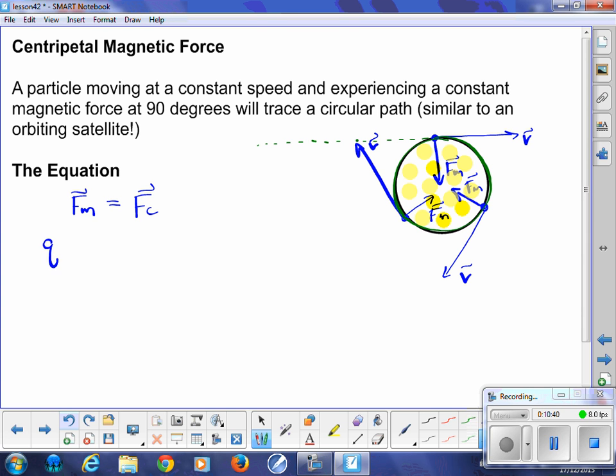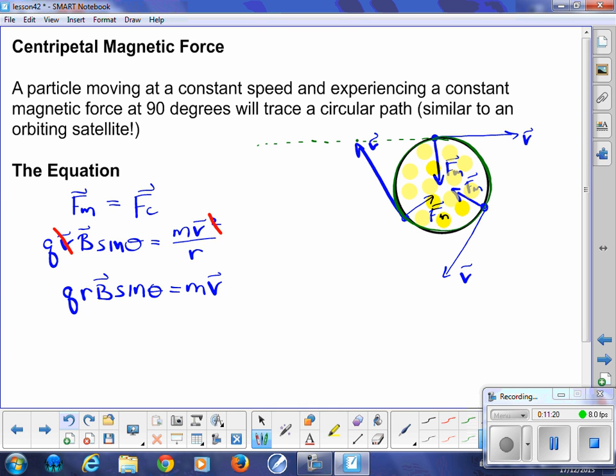Well, we know magnetic force is qvB sine theta. And we know centripetal force, and I'm going to pick mv squared over r. We end up with this relationship. If you'll notice, both sides have the velocity of the particle, which means our v will cancel on one side, the exponent will be reduced, and we end up with the formula. I'm going to multiply the r up. So we end up with qrB sine theta equals mv.